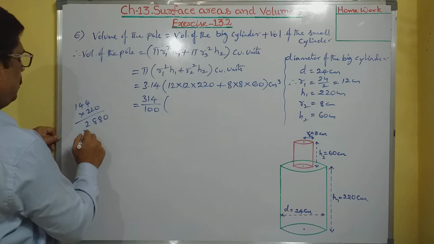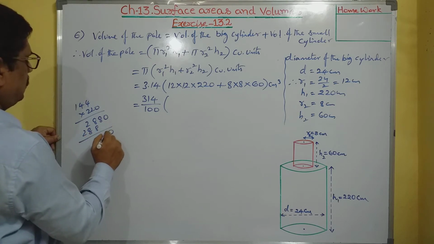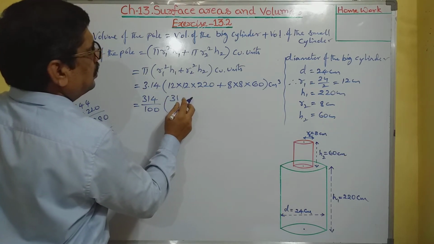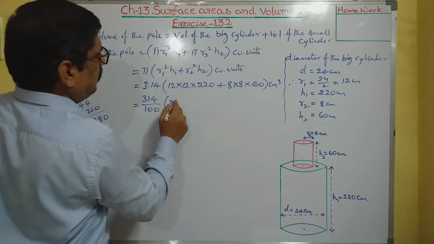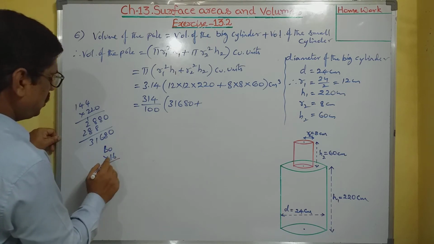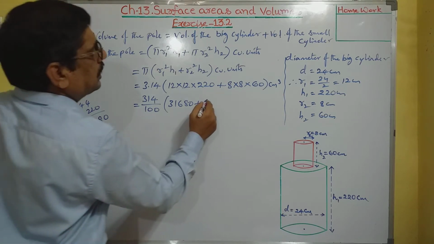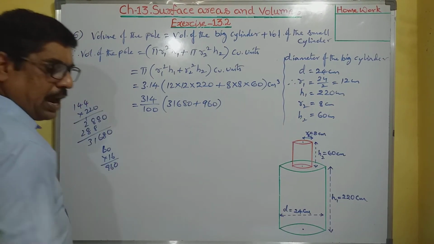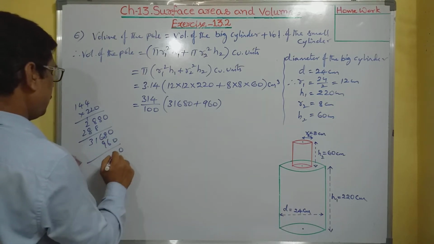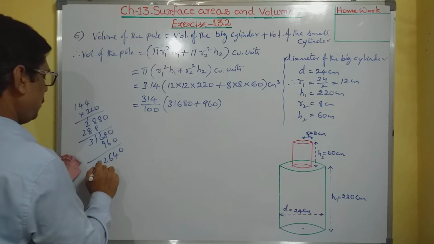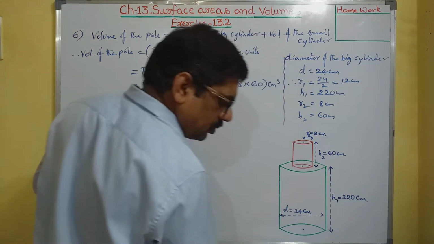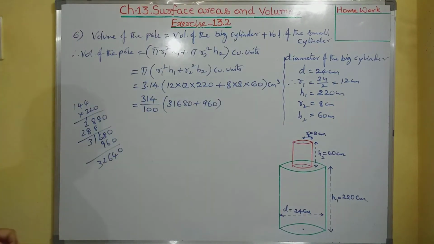We get 31680. Here we can write 31680 plus 8 8 is 16, 16 into 60, 960. By adding these two we get 32640.